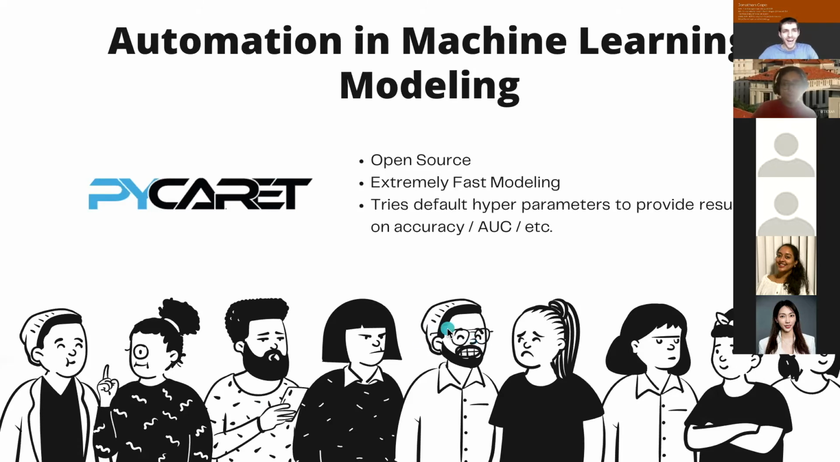Thank you, Preeti. So the next part in our project was the automated machine learning tools that we used. We used PyCaret mostly, which is an open source, extremely fast modeling tool, because we were handling a lot of data. We wanted to try different models and have them all run at once with cross-validation while we were doing so. PyCaret, if you don't know about it, tries a default set of hyperparameters to provide the best results on accuracy or AUC or whatever metric you're looking to sort them by.